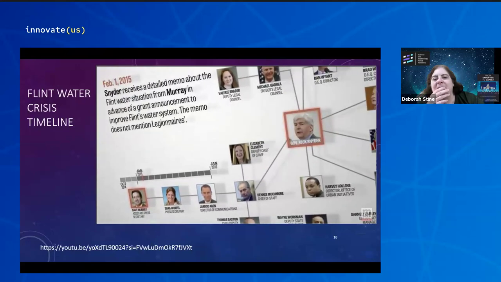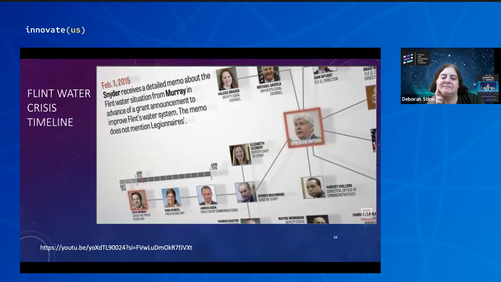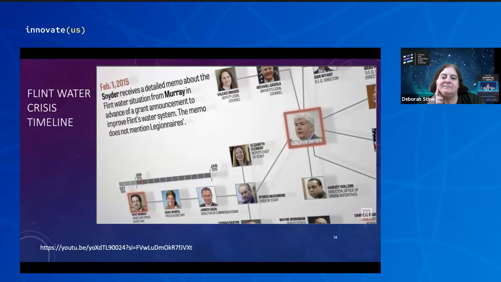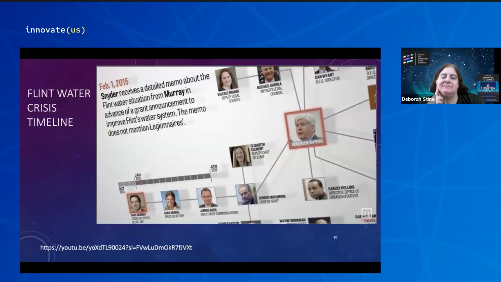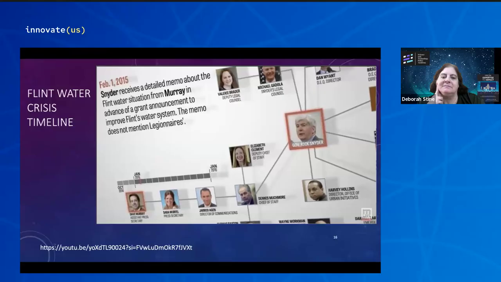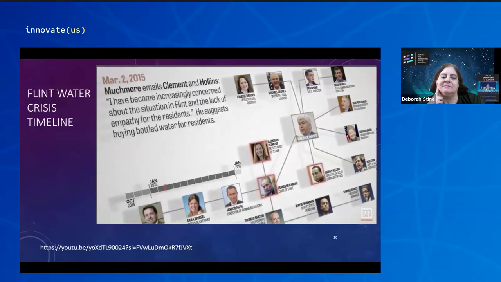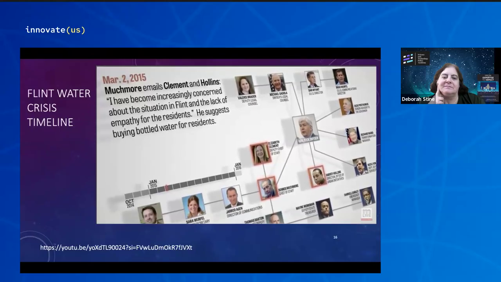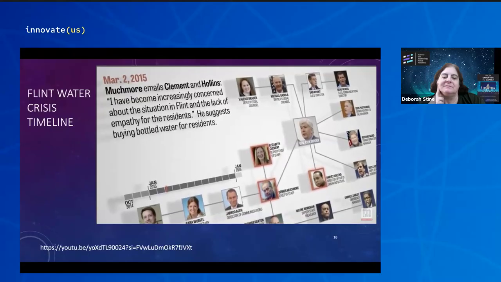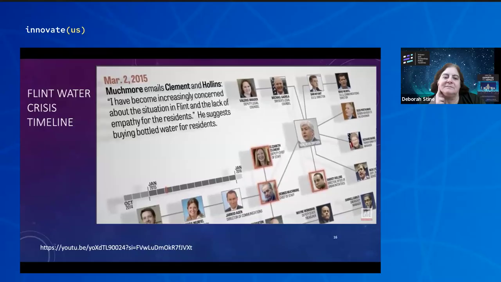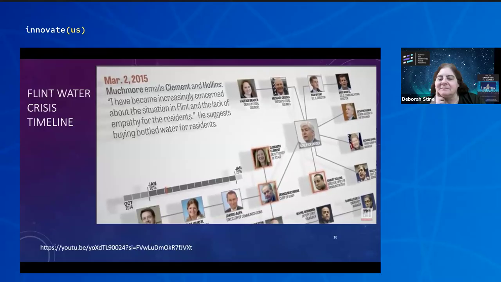February 1st. Snyder receives a detailed memo about the Flint water situation from Murray in advance of a grant announcement to improve Flint's water system. The memo does not mention Legionnaires. March 2nd. Muchmore emails Clement and Hollins, "I have become increasingly concerned about the situation in Flint and the lack of empathy for the residents. Muchmore suggests buying bottled water for residents."